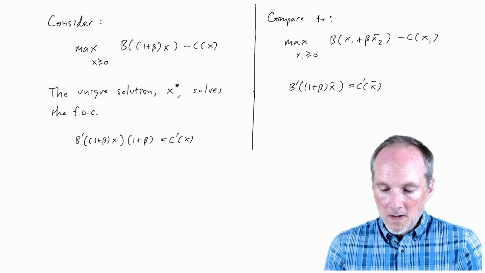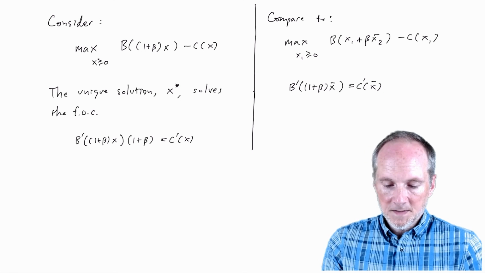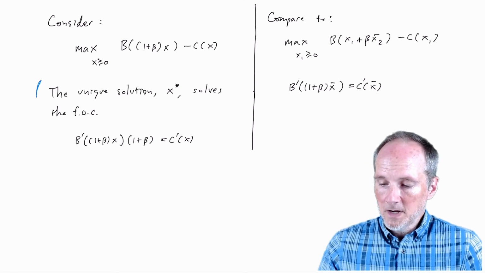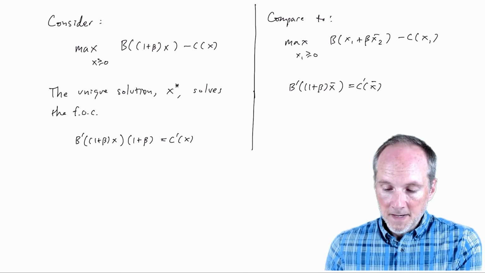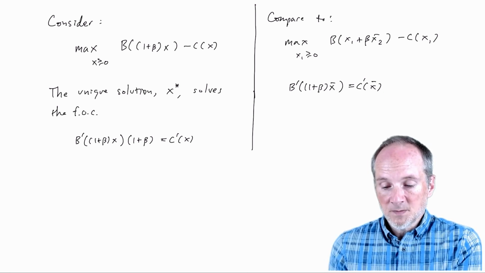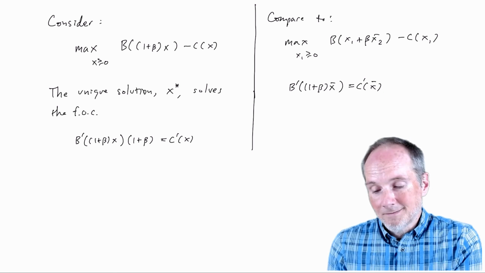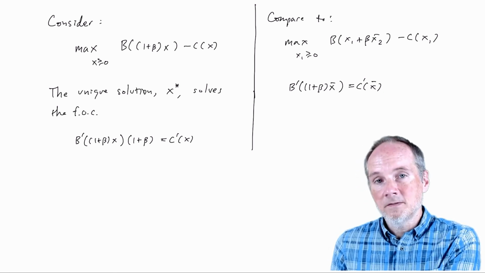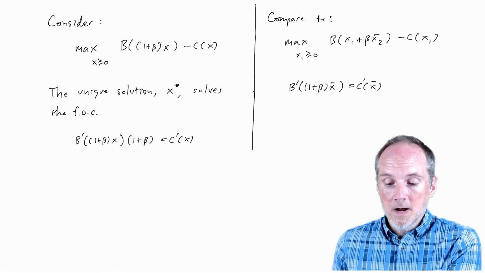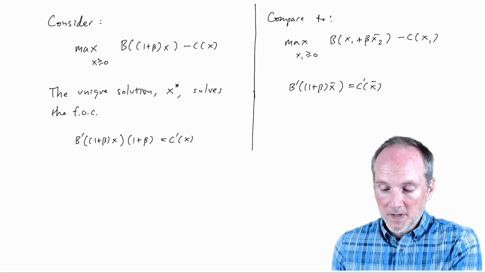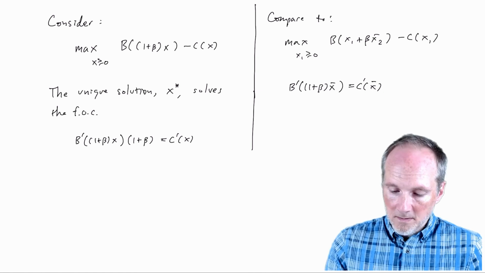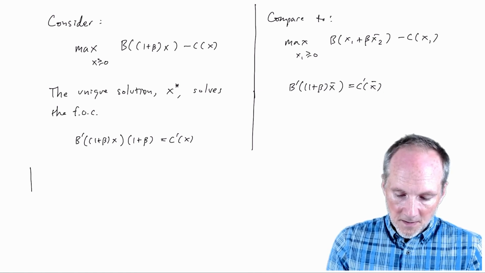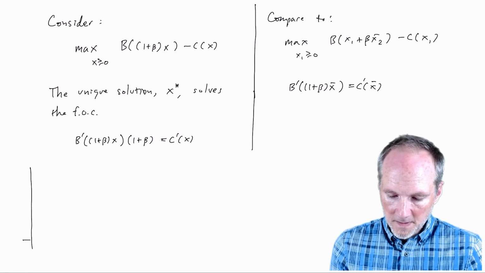All right, so I'm going to argue that this unique solution, this x star, is bigger than x bar. And then I'm going to argue that if we could convince both decision makers to increase their activity levels to this x star, they would both be better off. Okay, so first, why is x star bigger than x bar?